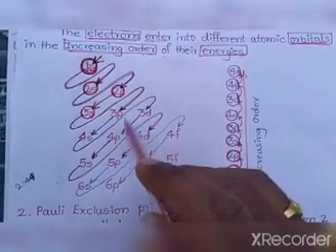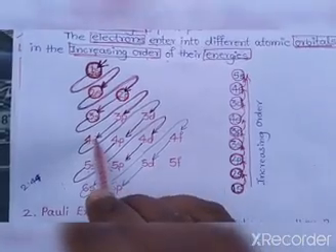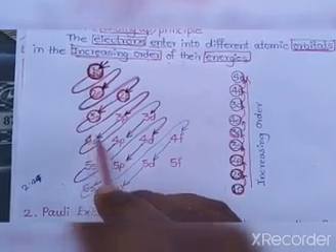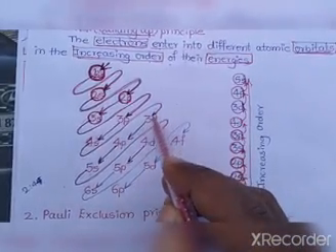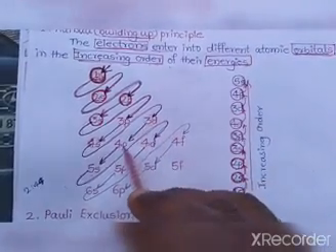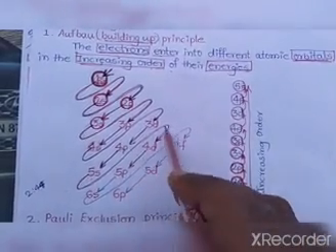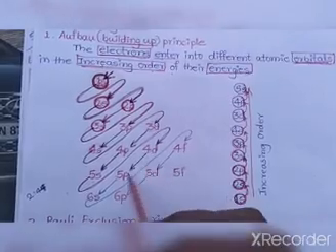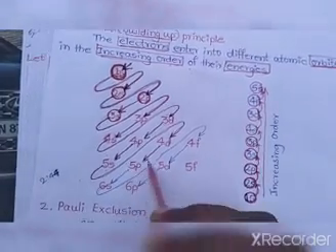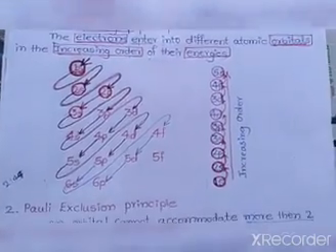Similarly, students, after filling the 3p, the next electron will move to the 4s. After 4s is completely filled, the next electron will move to the 3d. After the completion of 3d, next is 4p, then 5s, 4d, 5p. After 5p, 6s. Like this, in increasing order, the electrons start to fill.